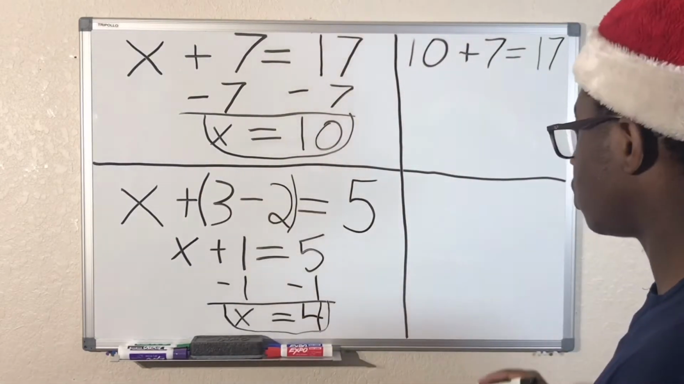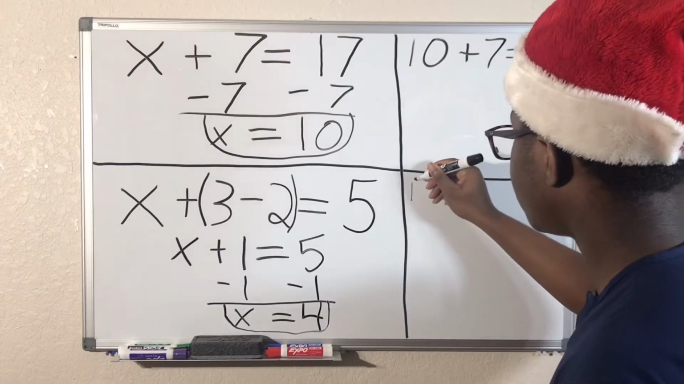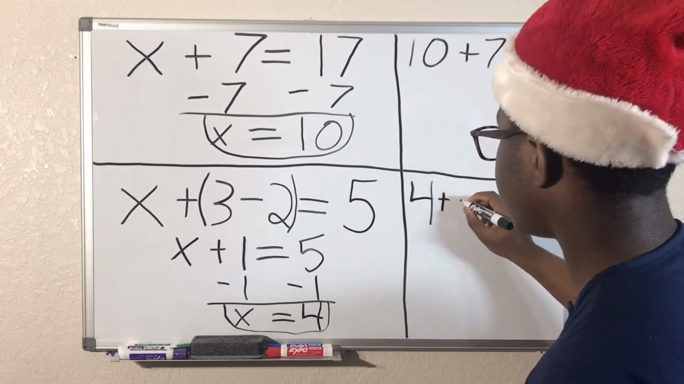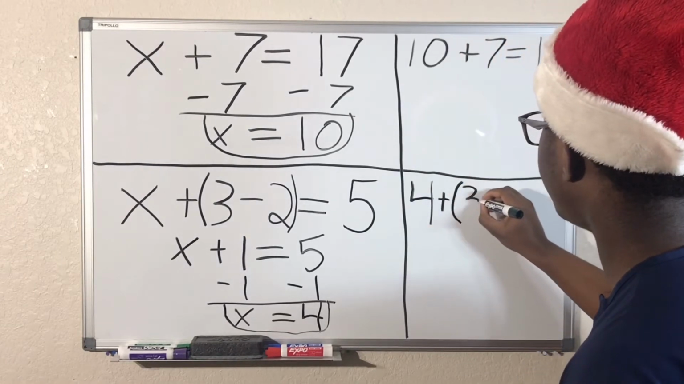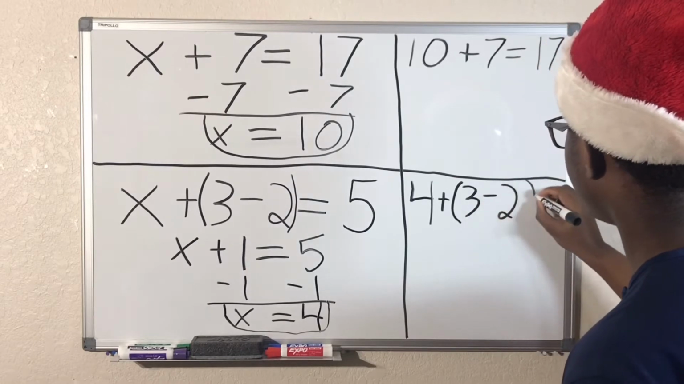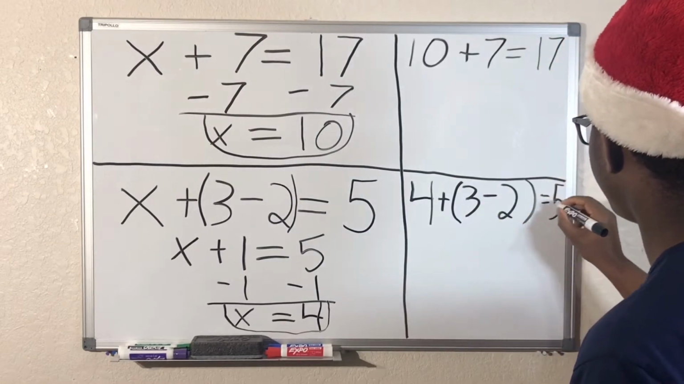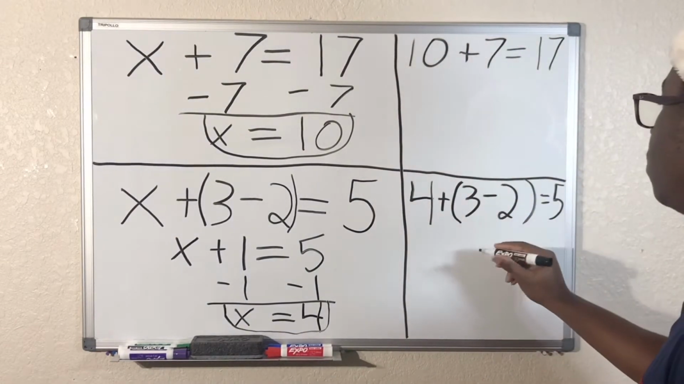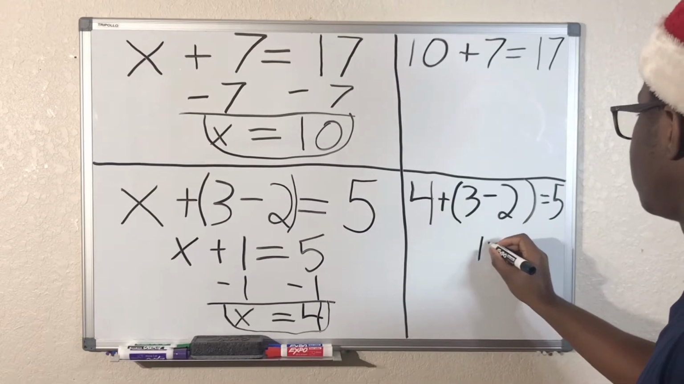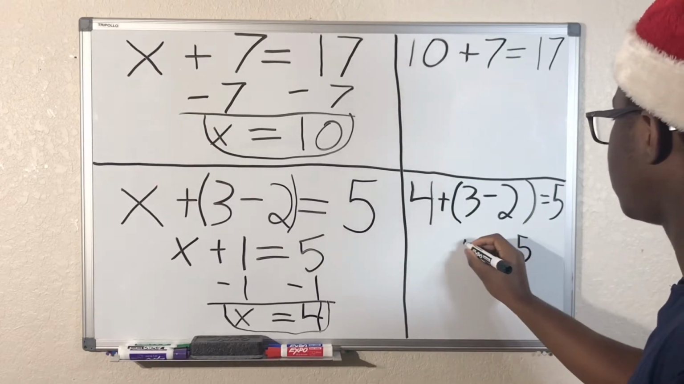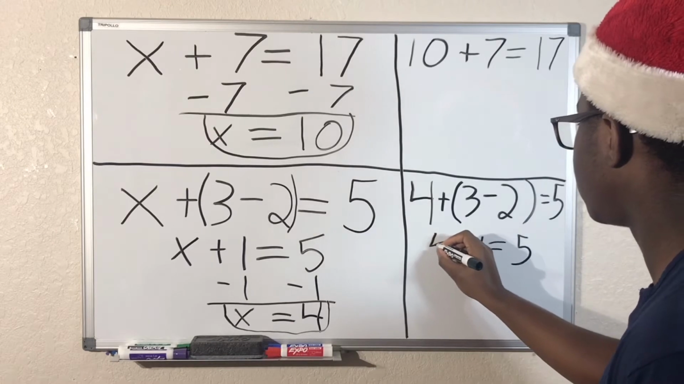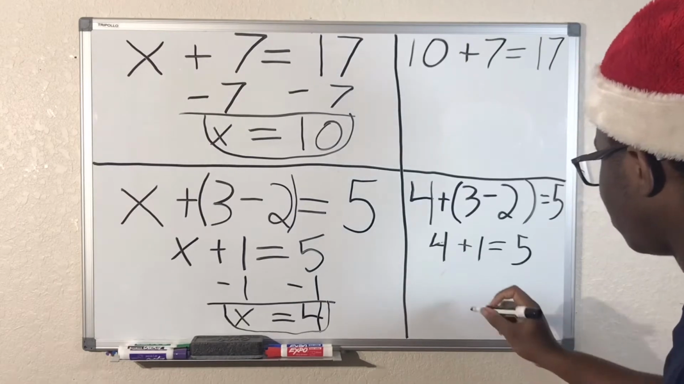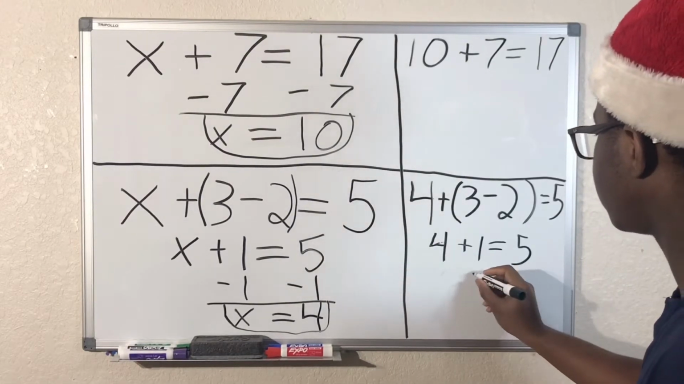X stands in for 4, so we're going to put that into the equation. So we have 4 right here plus 3 minus 2, which is equal to 5. So all we have to do is solve it. So 3 minus 2 is 1 plus 4. Oops. Don't worry about that. So then we have 4 plus 1 is 5.